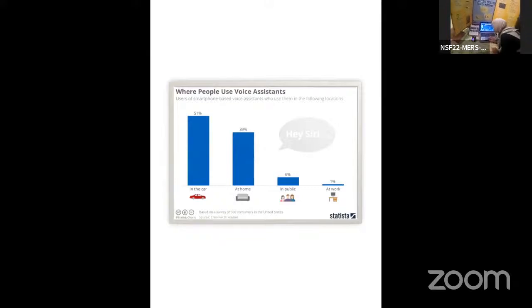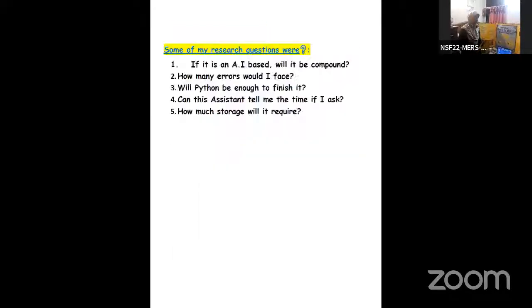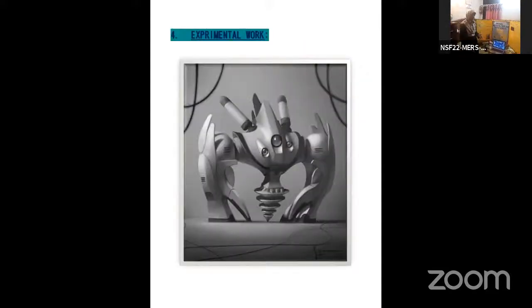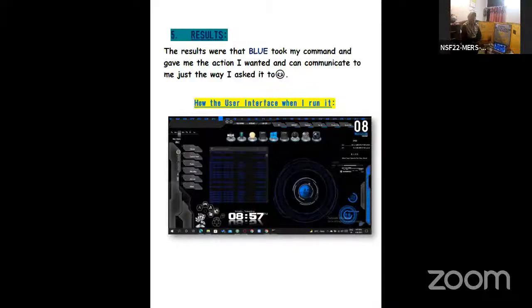Now, some of my research questions were, if it is an AI base, will it be compound? Second, how many errors would I face? Third, will Python be enough to finish it? Fourth, can this assistant tell me the time if I asked it? Fifth, how much storage will it require? Results. The results were that Blue can take my command and give me the output as a task. I'll show you another demo here.